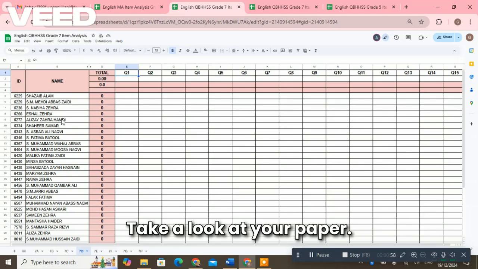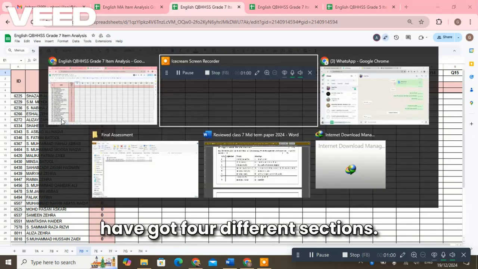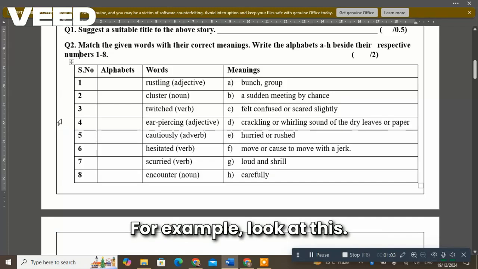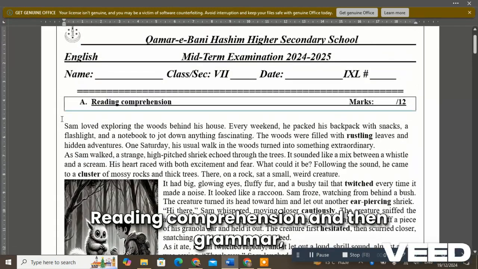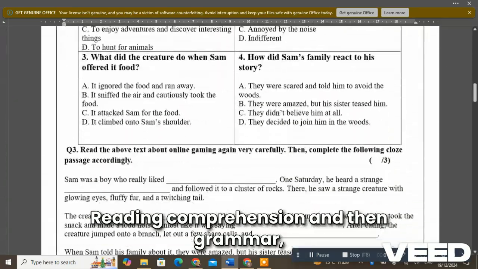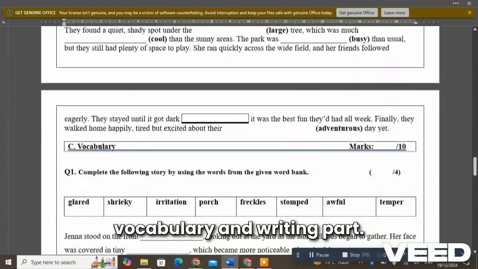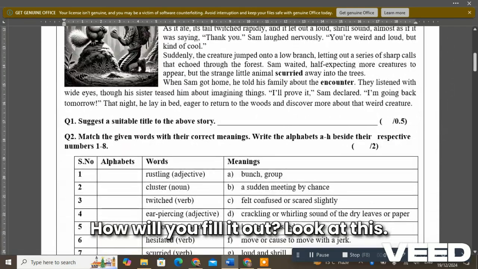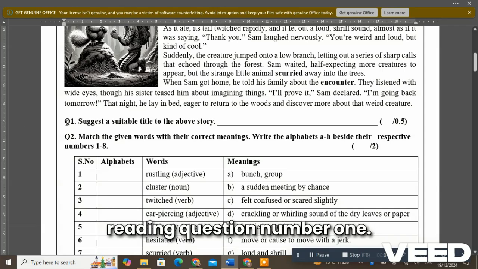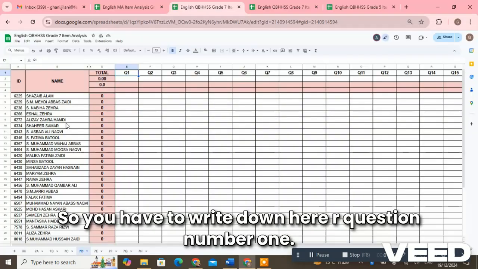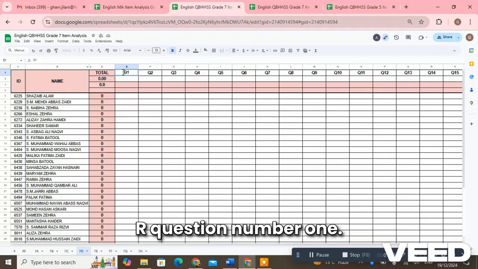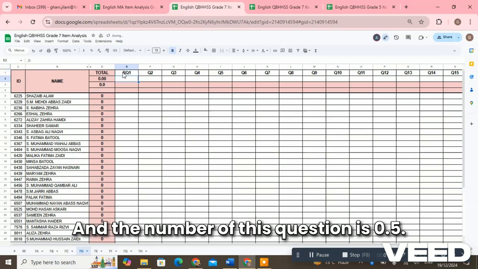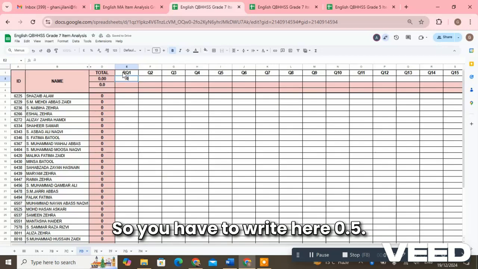What will you do after that? Take a look at your paper. In your paper you have got 4 different sections. For example, look at this: reading comprehension, and then grammar, vocabulary, and writing part. How will you fill it out? Look at this particular question from reading, question number 1. You have to write down here R question number 1, and the marks of this question are 0.5, so you have to write here 0.5.